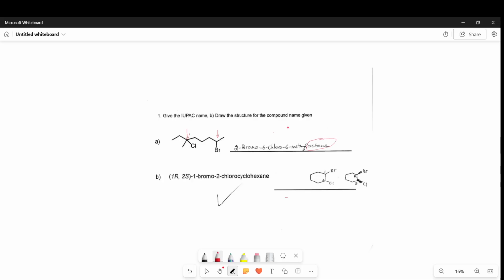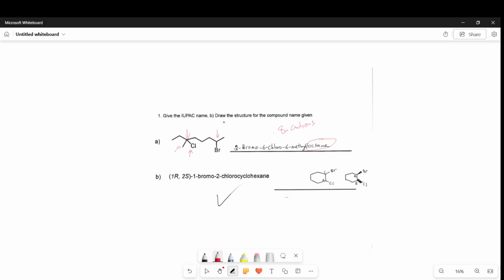This is octane because it's 8 carbons in length: 1, 2, 3, 4, 5, 6, 7, 8. At 2 you have a bromo. At the 6th position we have a chloro and a methyl group. This is a methyl group right here. This is a chloro. And you should remember that you name all your IUPAC names in alphabetical order. So this would be 2-bromo-6-chloro-6-methyloctane. So that's how you would name this.